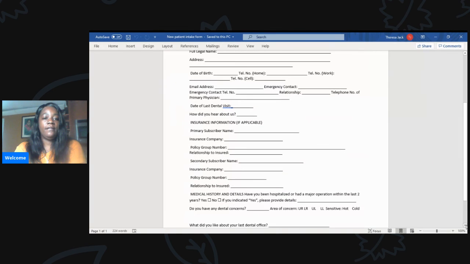The last date of dental visit. So you just want to note the last time they went to a dental office. It's just good information to know. If they tell you that they were in the dental office within the last 3 months or 2 months or whatever, a lot of insurance companies cover cleanings and exams once every 6 months or once every 3 to 4 months. It depends on your dental health.